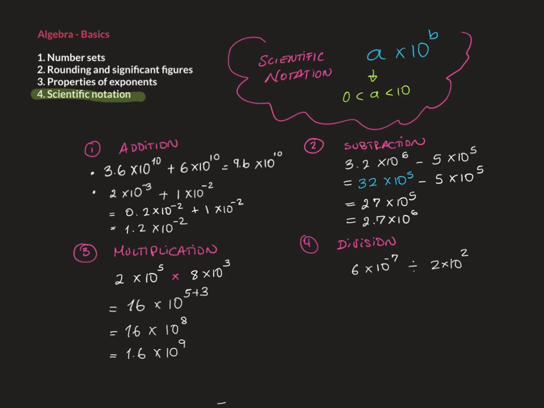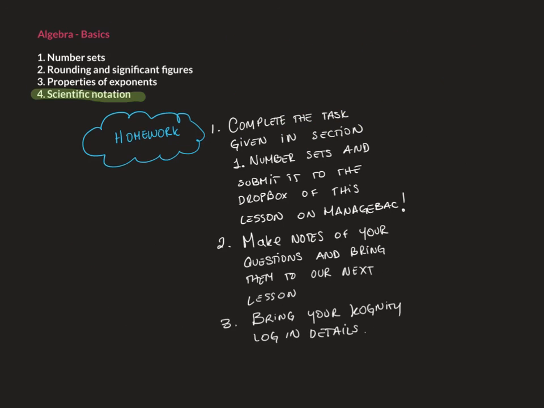In the case of division, we do the same. First, we are going to operate the coefficients. So 6 divided by 2 is 3. So this is 3 times 10 to the power of. And we know that when we're dividing exponents, we have to subtract the exponents. So minus 7 minus 2. So the answer is 3 times 10 to the power of minus 9.